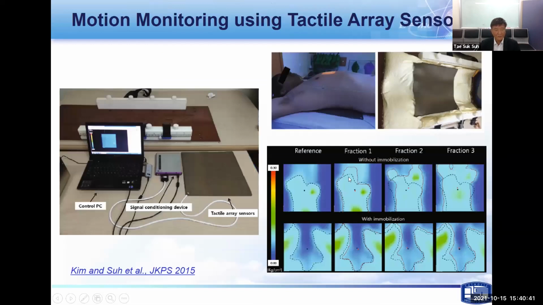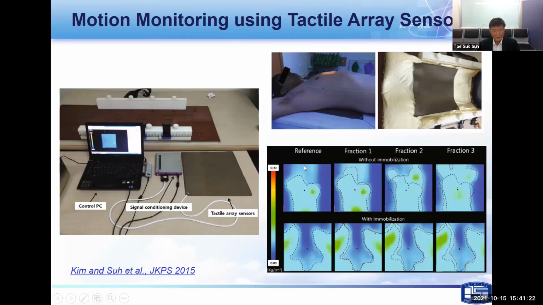In IGRT, we usually consider large movement of the target. Then how can we consider very small or tiny movement of the target? For example, when we immobilize the patients, they can still move very slightly. So in this study, we propose a new verification system that uses a tactile array sensor to verify very small and tiny movement under the immobilization.